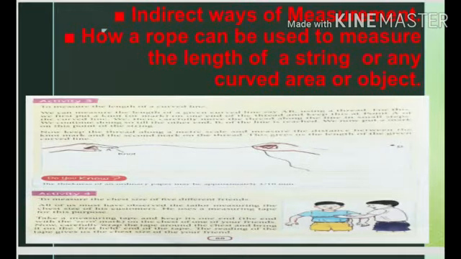Now we are moving towards indirect ways of measuring length. And if a curved string is given to you, how will you measure that, because your scale is not straight. So what you need there is a rope. With the help of that rope you can measure the length of the string.